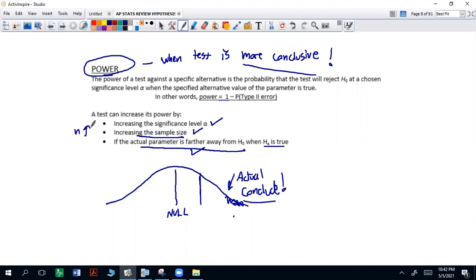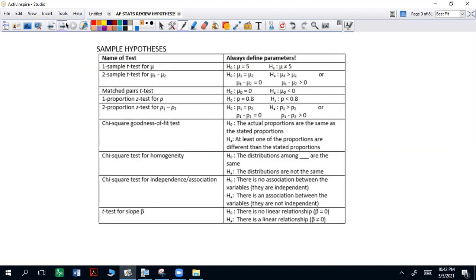You want n to go up, and you want that parameter ideally to be farther away because you're trying to test against the null. So you want that to be out here. Here's a whole slew of different types of hypotheses. I'm not going to sit here and read all these, but you can read through these and see. These are just examples.